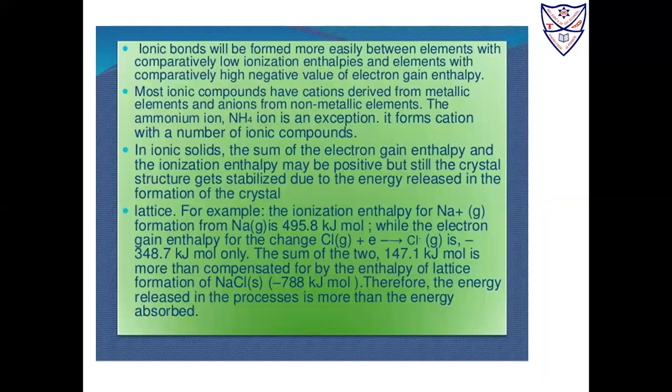So the ionic bond will be formed more easily between the element with comparatively low ionization enthalpy and the element with a comparatively high negative value of the electron gain enthalpy. So we will study the ionization enthalpy and the electron gain enthalpy. What is the electron gain enthalpy? When an atom accepts an electron, it is the electron gain enthalpy.